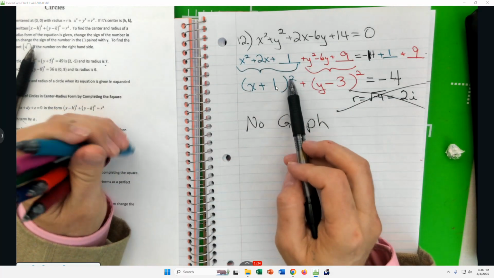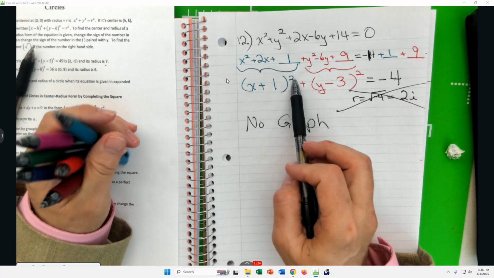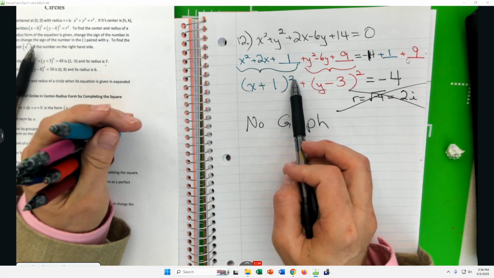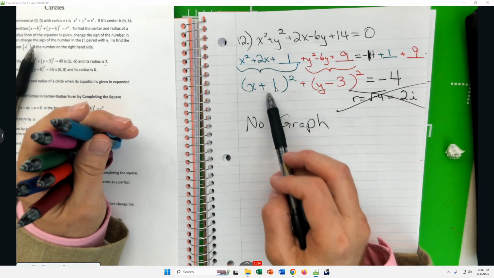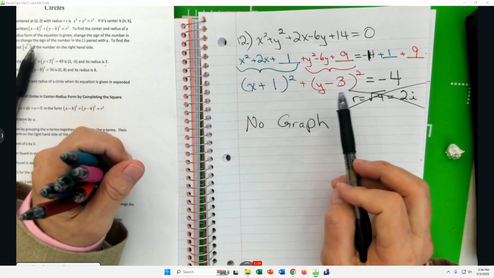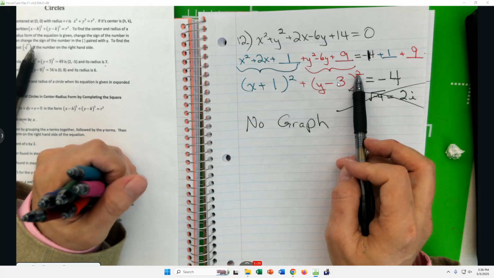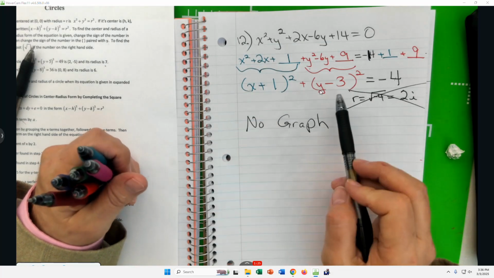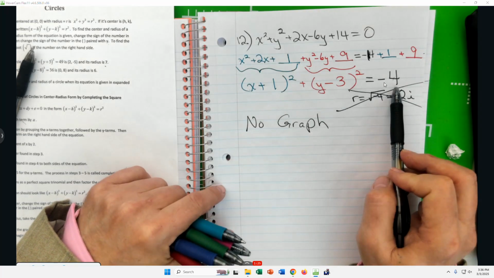If you think about it, no matter what you plug in here for x, when you square it, it's not going to be negative, because a number times itself is not going to give you a negative result. So non-negative plus, no matter what you plug in for y, when you square it, it won't be negative. Non-negative plus non-negative. Positive plus positive. Can that give you a -4?